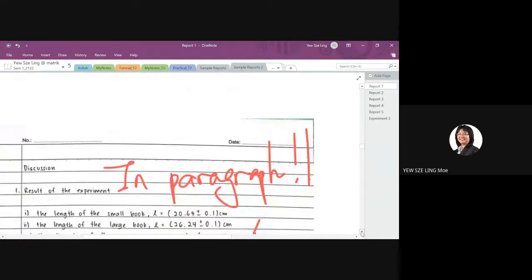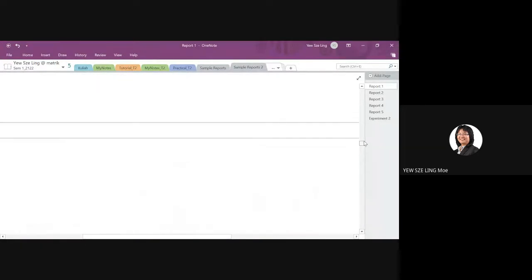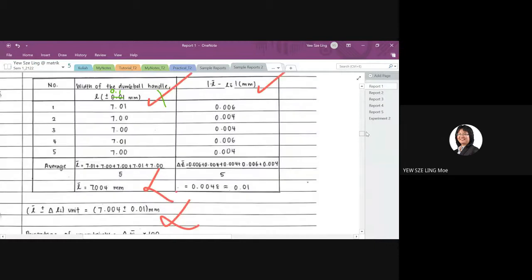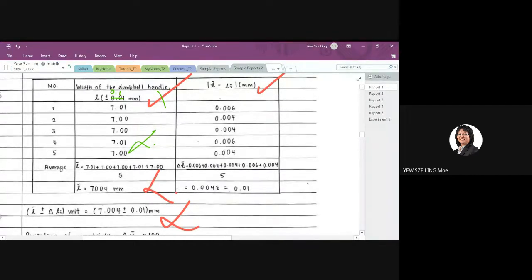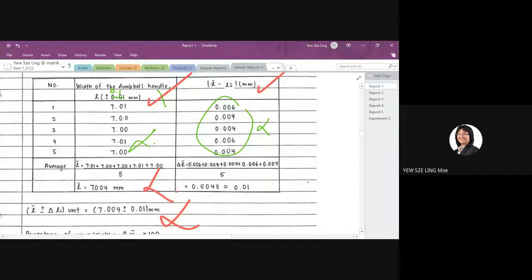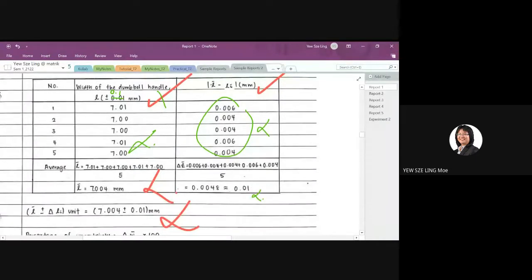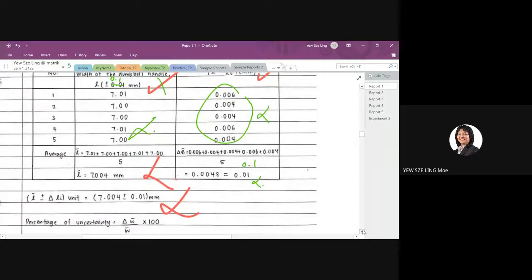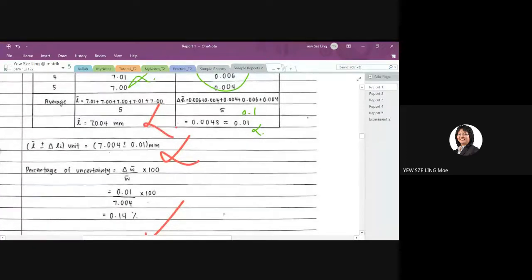Students, wait, let me see. Yeah, this student, he got the wrong record. Okay, I overlooked this one. So this one is wrong. Because a dumbbell, you use vernier caliper, it should be plus minus 0.1 mm only. So it is impossible for you to read up to 2 decimal places. So average value, again, is all wrong. And then again, this is wrong, because it should be 0.1. So again, inconsistent.